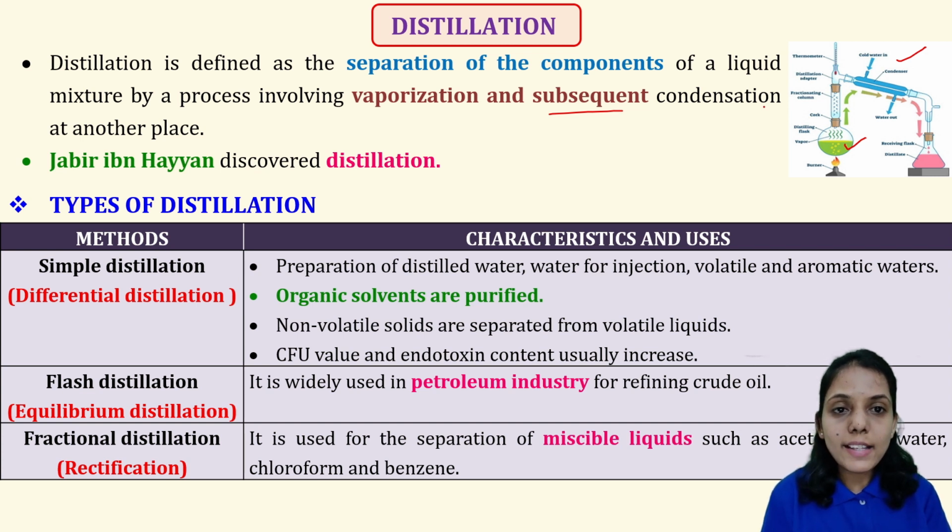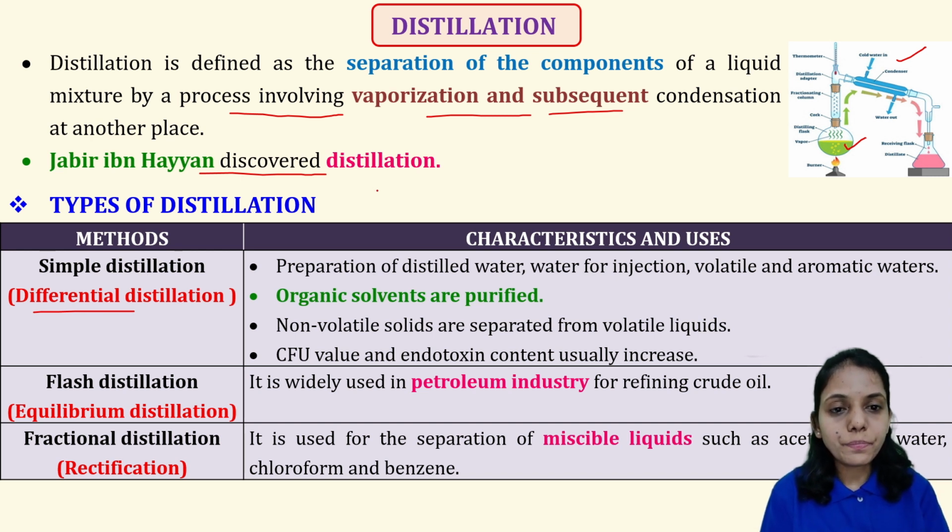It is defined as the separation of the components of a liquid mixture by a process involving vaporization and the subsequent condensation at another place. Jabir ibn Hayyan discovered distillation. Remember this one. There are different types of distillation. First is simple distillation, which is also known as differential distillation. Remember, simple distillation is also known as differential distillation.